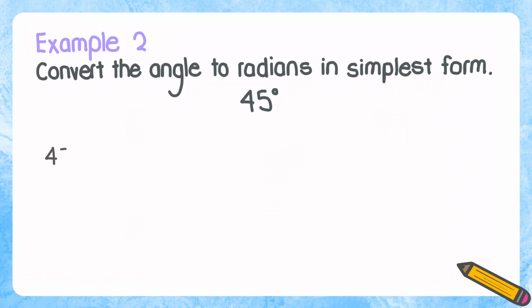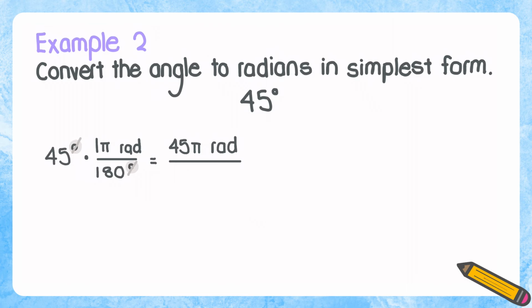So we're starting with 45 degrees. And we want to convert into radians. So in the denominator, we have degrees, and in the numerator, we have the unit we want to convert to, radians. We know that 180 degrees equals 1 pi radian. So it's basically the same as a T-chart, just written differently. The degrees will cancel out, so we have 45 pi radians over just 180, so we don't include the degrees.